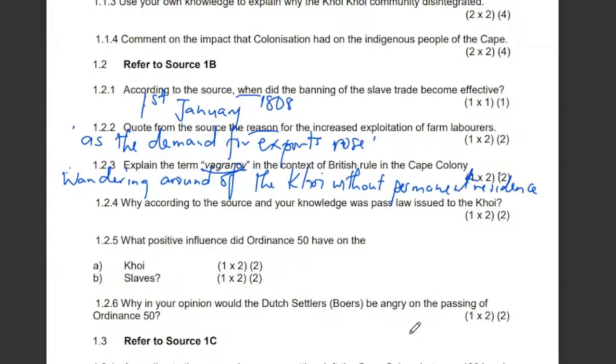Why, according to the source and your knowledge, were pass laws issued to the Khoi? Why did the officials introduce the pass laws? Right. A pass was an official document which allowed the Khoi to be in a specific place at some specific given time. Why did they regulate their movement? Why were they targeting to control their movement? That is what the question is requiring.